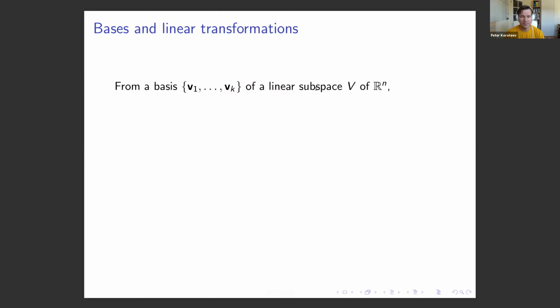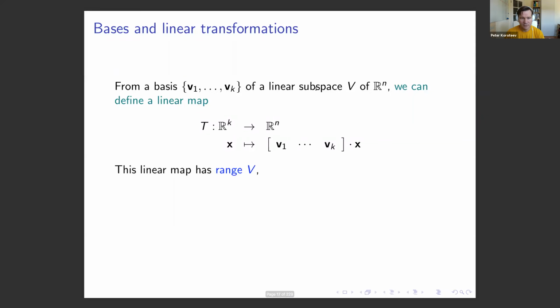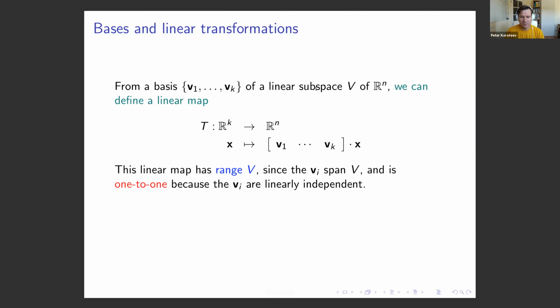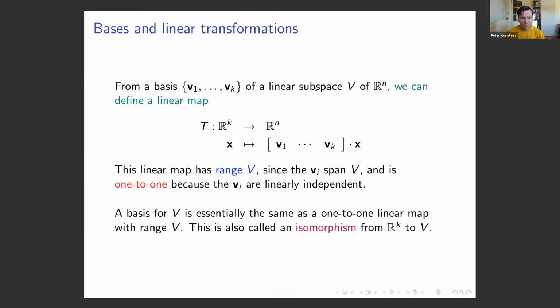From a basis V1 through Vk of a linear subspace V of Rn, we can define a linear map which sends X to the matrix whose columns are the vectors V1 through Vk, multiplied by the vector X on the right. This linear map has, by construction, range V, the big capital V, because the little Vi's span the big V, and it is one-to-one, since those vectors are linearly independent. A basis for V is essentially the same as a one-to-one linear map with range V. This is also called an isomorphism from Rk to V, and the spaces are called isomorphic.